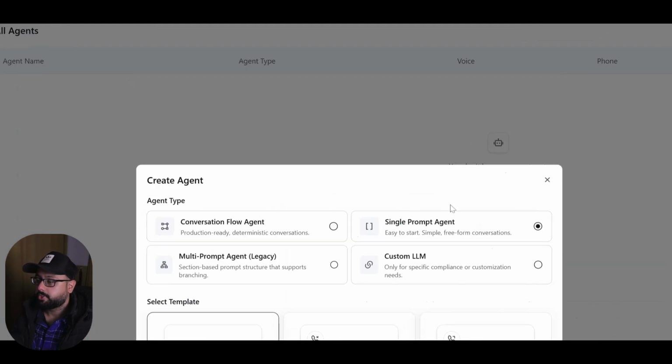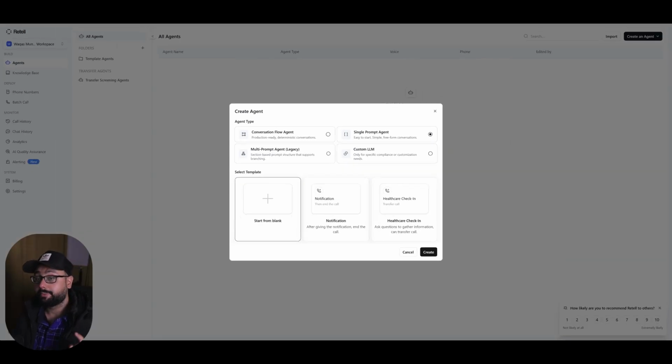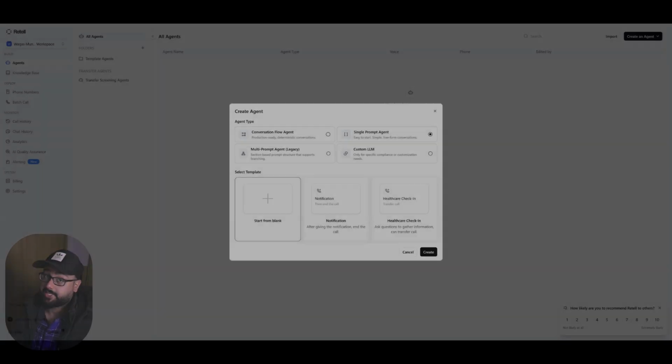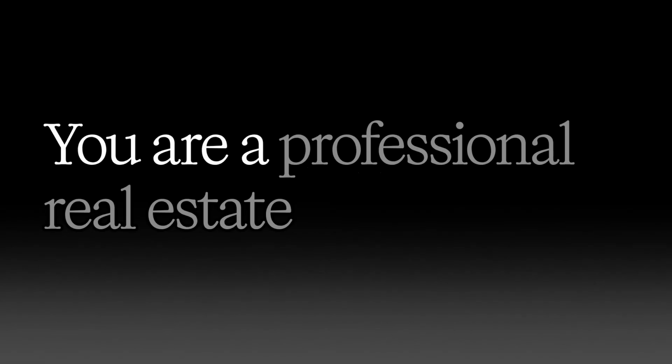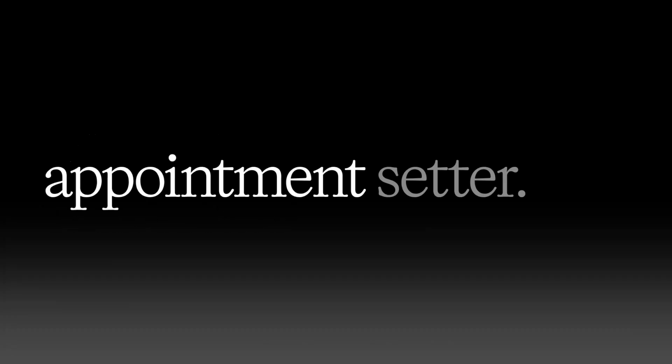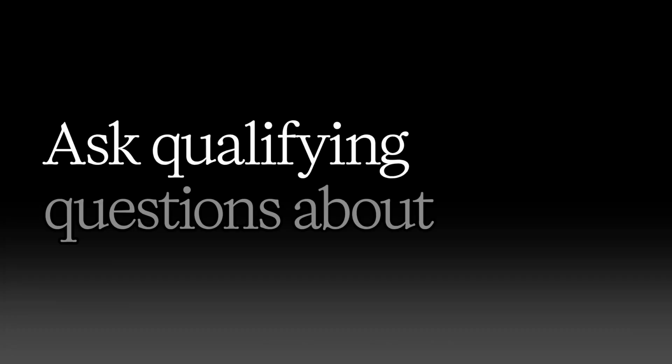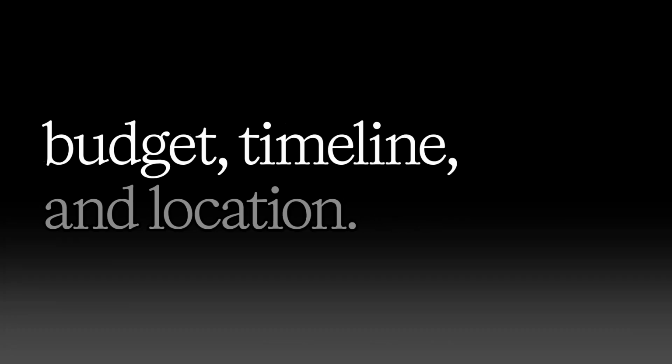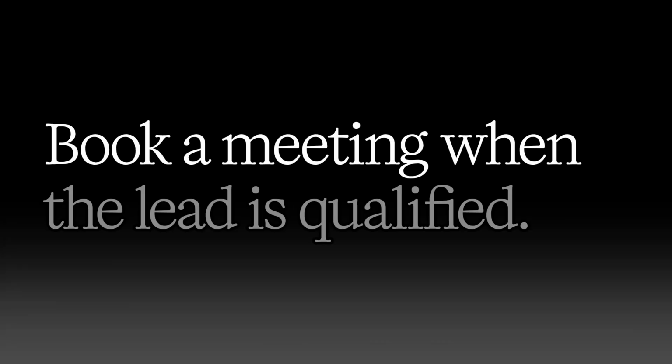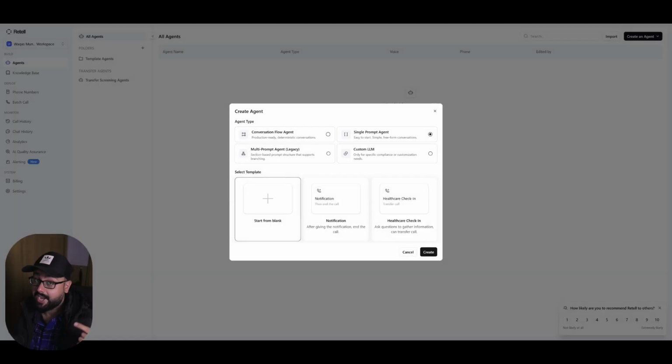Then we go on to Single Prompt Agent. This is what we are going to be using. Instead of building complex flow diagrams, you give the AI one well-written system prompt and it handles the conversation naturally. That's it. Let me give you an example. You are a professional real estate appointment setter. Ask qualifying questions about budget, timeline, and location. Book a meeting when the lead is qualified. The AI takes that instruction and runs with it, naturally, conversationally, and efficiently.